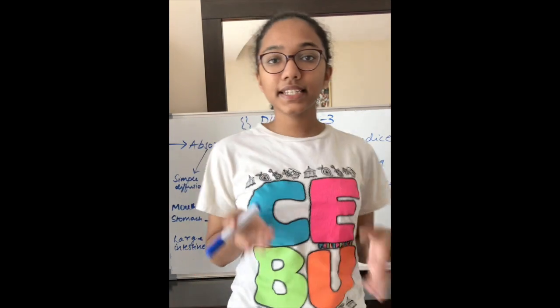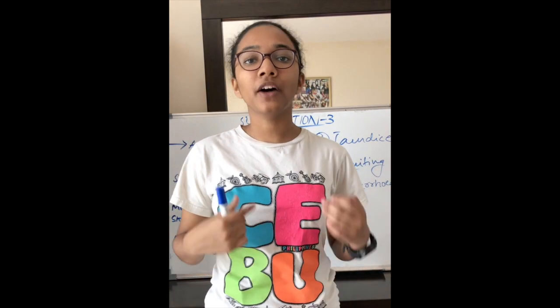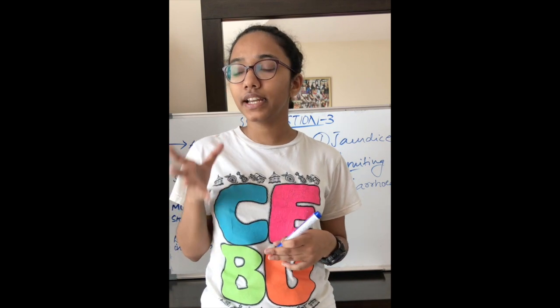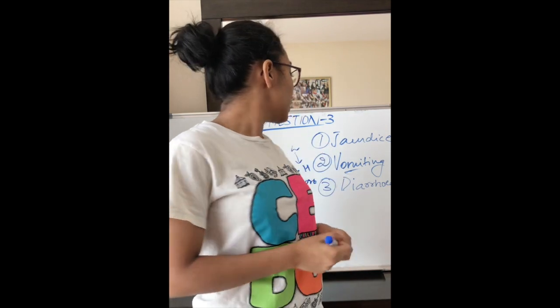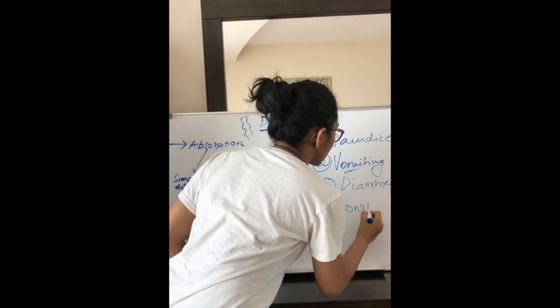Now the third disease is diarrhea, and diarrhea is caused due to improper bowel movement. Bowel movement means our large intestine itself, and this causes liquid fecal discharge, and it also is an indication of improperly digested food. Now let's come to the fourth one, that is constipation.